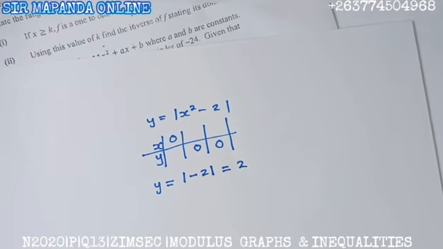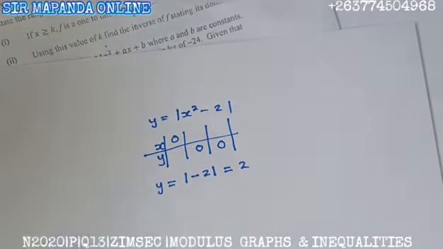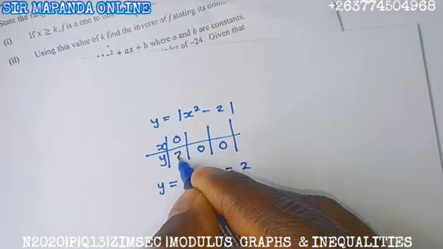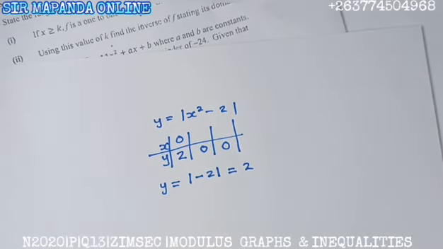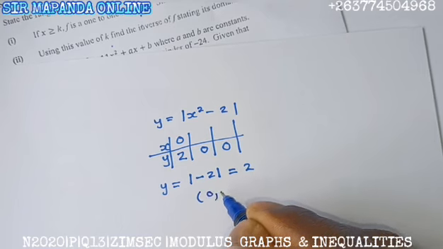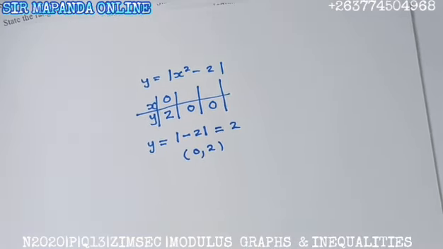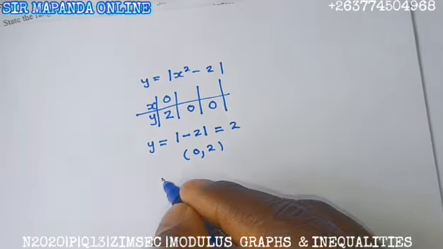Remember, if you have a negative number in a modulus, you treat it as a positive number. So modulus of minus 2 is 2. Here you write 2, you don't write minus 2. Be very careful. So our first point is (0, 2). I hope you are following. Now I want to find the values of x when y is 0.